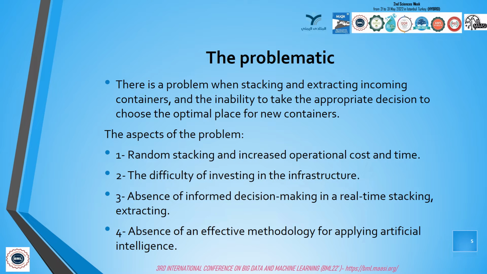The problem: there is a problem when stacking and extracting incoming containers, and an inability to take the appropriate decision to choose the optimal place for new containers. Aspects of the problem: random stacking, increased operational cost and time, the difficulty of investing in the infrastructure, absence of informed decision making in real stacking and extracting, and absence of an effective methodology for applying artificial intelligence.